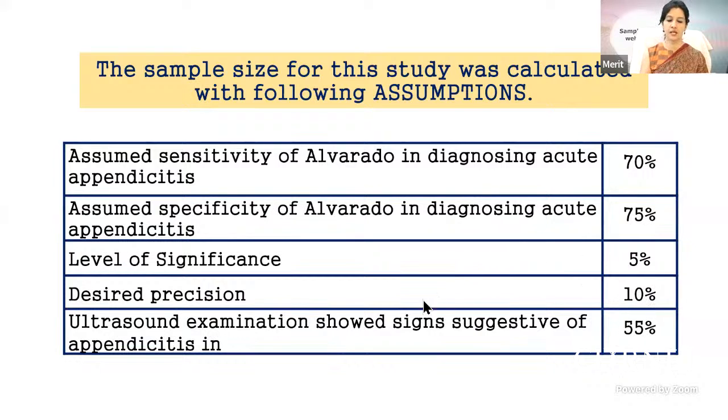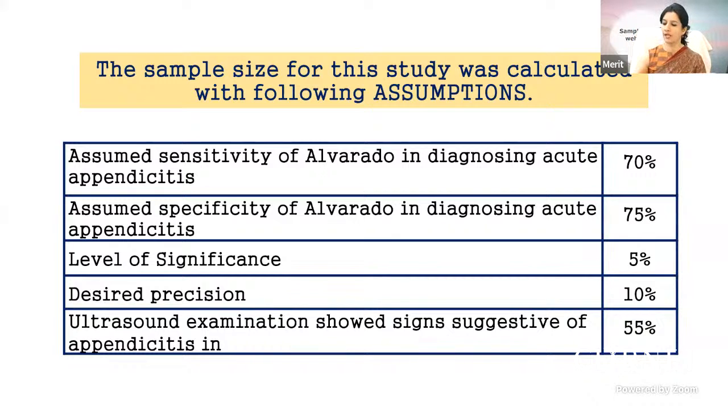The desired precision is 10%. And because the ultrasound examination showed signs suggestive of appendicitis, the prevalence is 55% in those patients. What do we mean? It is not the prevalence compared to the healthy population, it is based on symptoms, because you will definitely order the investigation if you clinically have this suspicion. So the prevalence is 55% in this case. So you can calculate it.